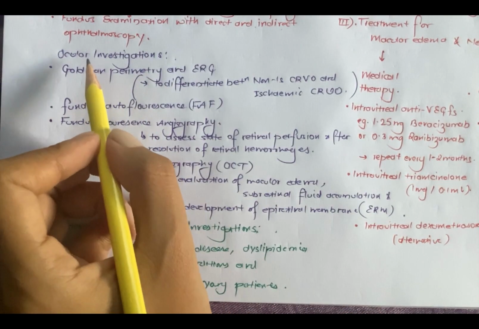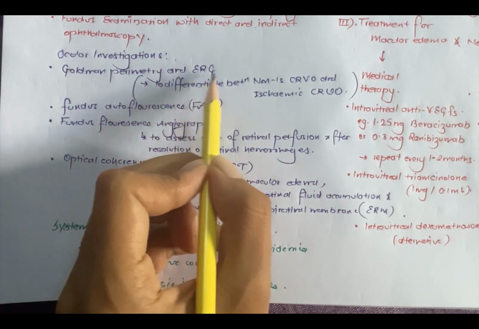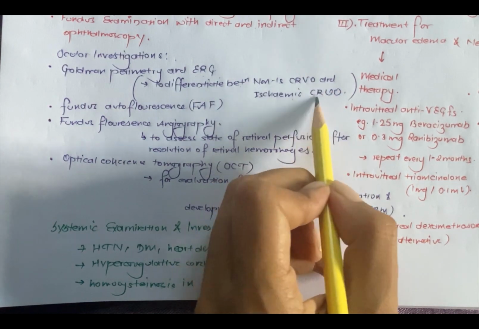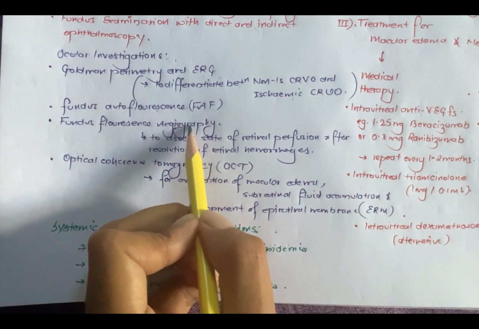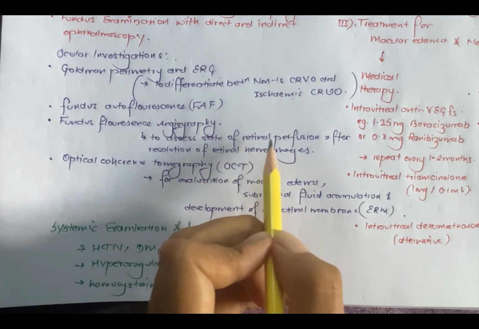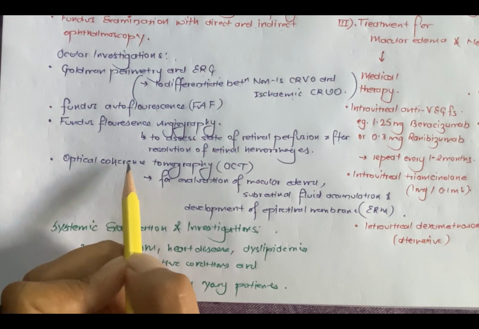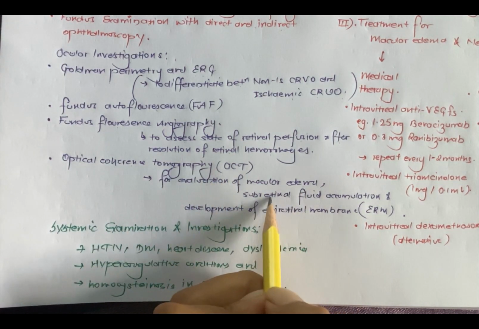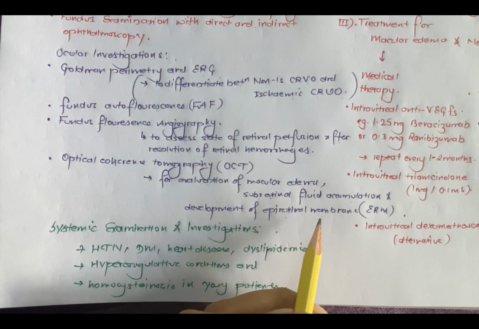And after ocular examination, ocular investigation should be done. Goldmann perimetry and ERG should be done to differentiate between non-ischemic CRVO and ischemic CRVO. Fundus autofluorescence should be done. Fundus fluorescein angiography should be done to assess the state of retinal perfusion after resolution of retinal hemorrhages. And optical coherence tomography should be done for evaluation of macular edema, subretinal fluid accumulation, and development of epiretinal membrane.